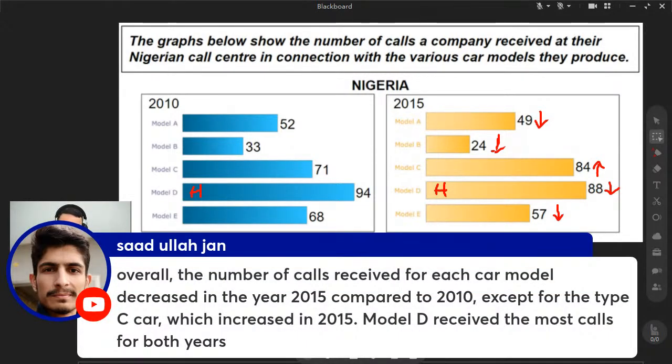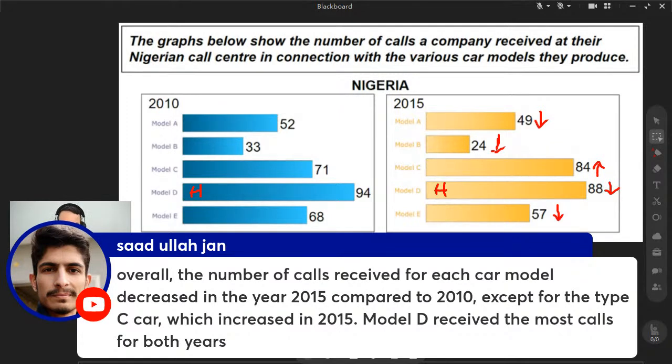Overall, so you need a capital letter O for the overall there. Overall, the number of calls received for each car model decreased in the year 2015 compared to 2010, except for, say, the name of the car seems to be Model C, so just go with that, except for Model C, which increased in 2015. Okay, good.